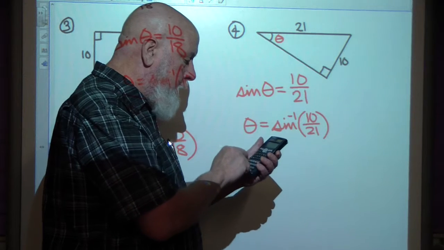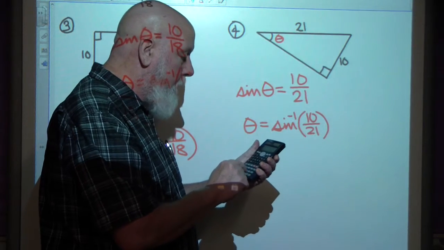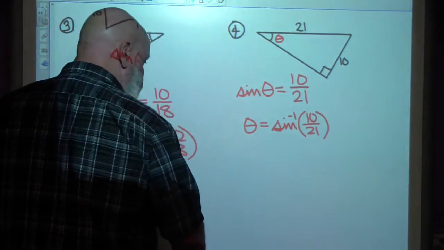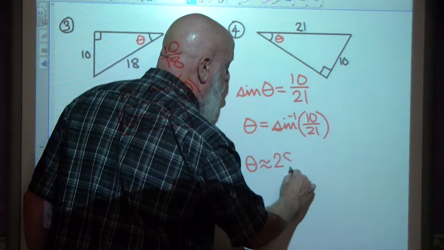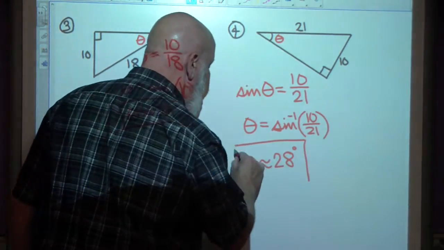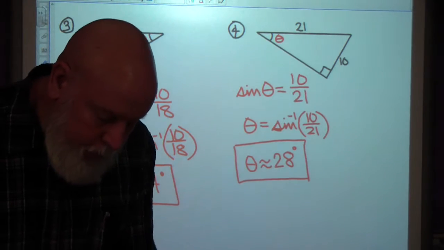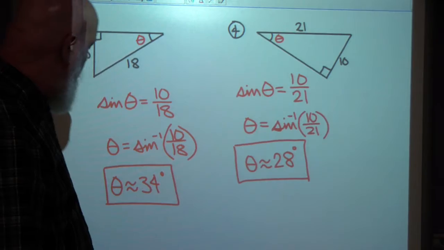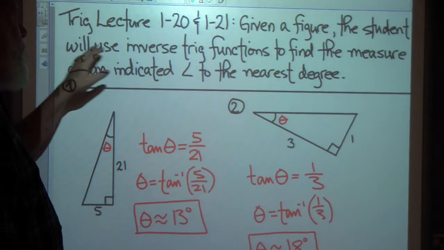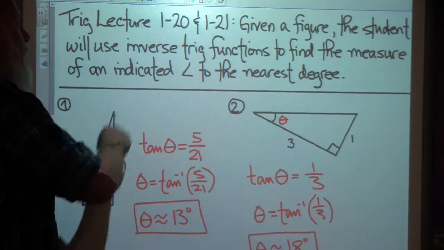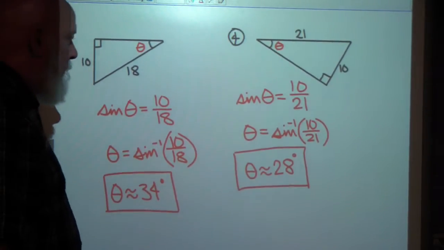Okay, so I got the inverse sine, 10 divided by 21, equals about 28 degrees. There we go. That's what we're doing. Let's see if I got it right. 28, yay! So that's how you do it. If it says, given a figure, use the inverse trigonometric function to find the measure of the indicated angle to the nearest degree, that's what you do. Very simple, straightforward stuff. You can do this.